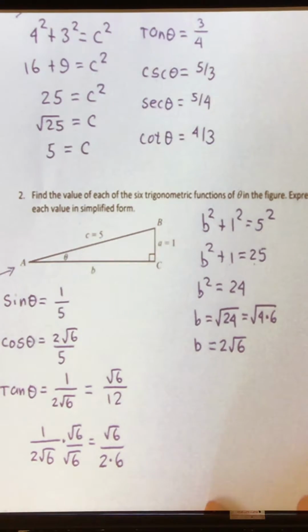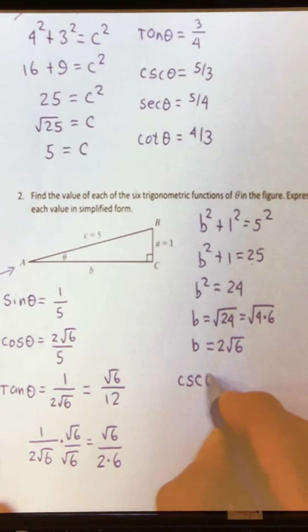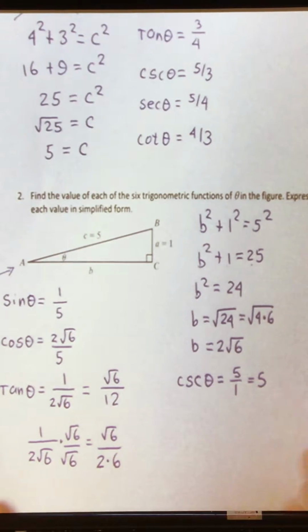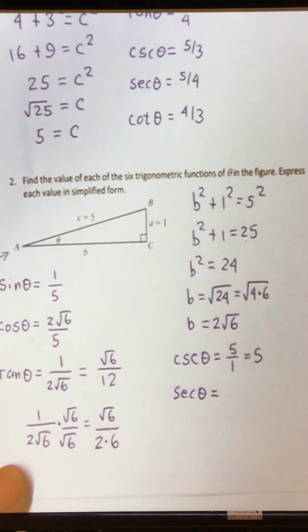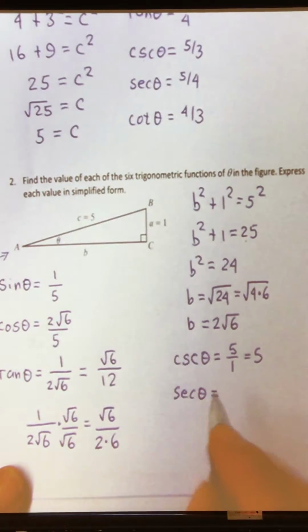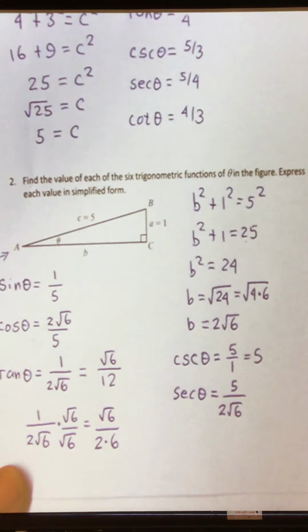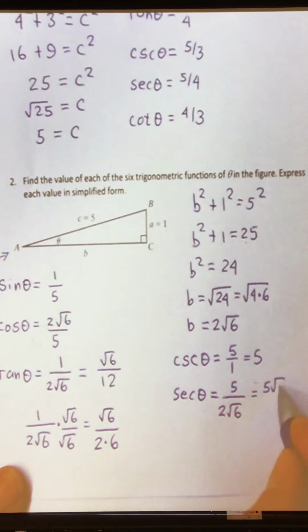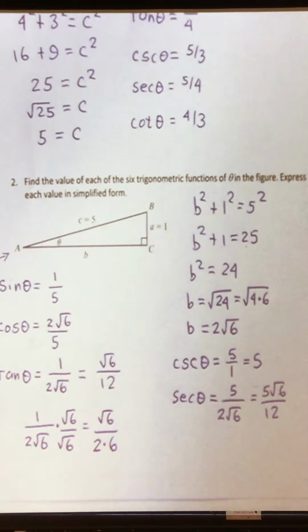And since we have these 3 trig functions, we can get the other ones by taking reciprocals. The cosecant of the angle is the reciprocal of the sine, so that would be 5 over 1, or 5. Then the secant of the angle is the reciprocal of the cosine, so that will be 5 divided by 2 root 6. As we multiply by root 6 divided by root 6, we'll write 5 root 6 over 2 times 6, or 12. So we'll rationalize that in the same way we did our tangent function down here in the left corner.